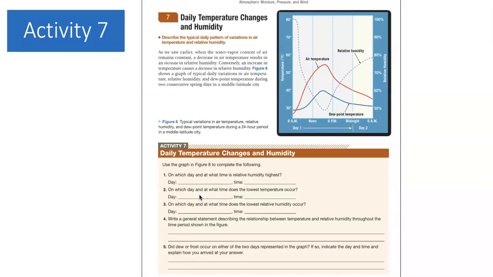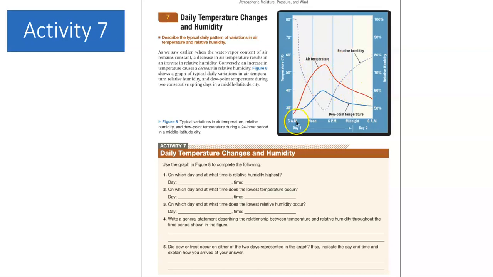So here we are at the last activity that this video is going to help you with, and this has to do with thinking about how the daily temperature and the relative humidity are related to each other. Again, I encourage you to read this paragraph, underline, circle things that you have questions about, write questions in the margin. And let's just look at this chart here. So we have 6 a.m. to midnight, and then another 6 hours on day 2. And then on the y-axis we have temperature, which is in this red curve.